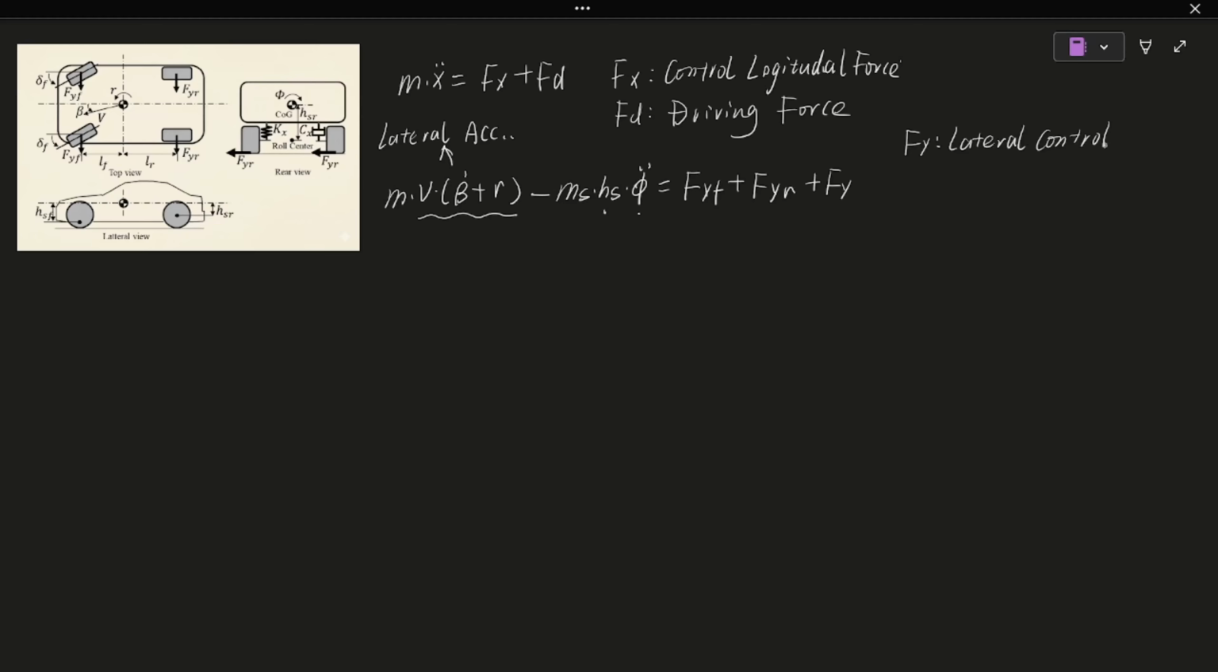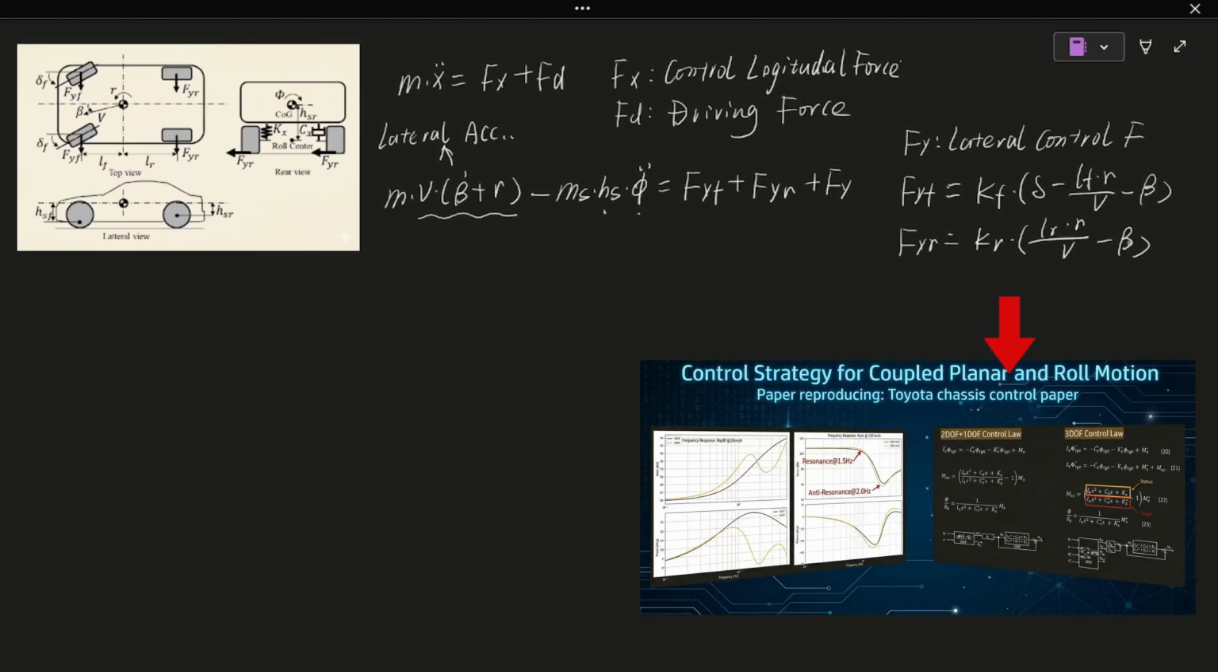Fyf is the front axle lateral force, equals kf times (delta minus lf times r over v minus beta). Similarly, Fyr can be expressed as follows. If you want to know the derivation process, you can refer to the previous video.